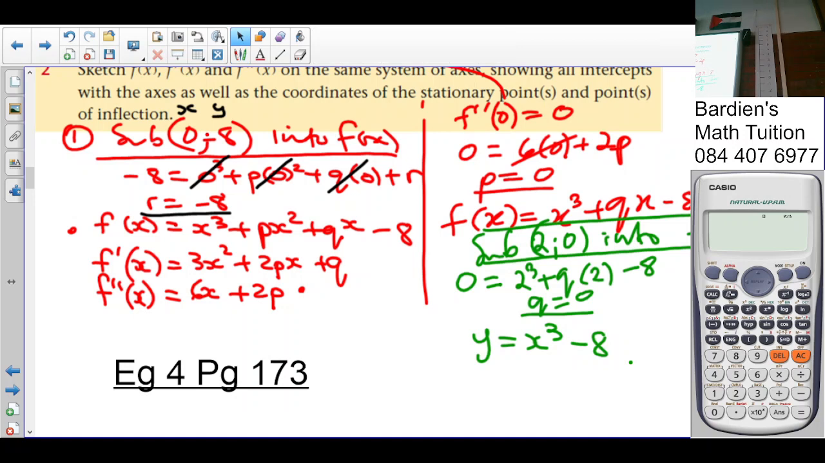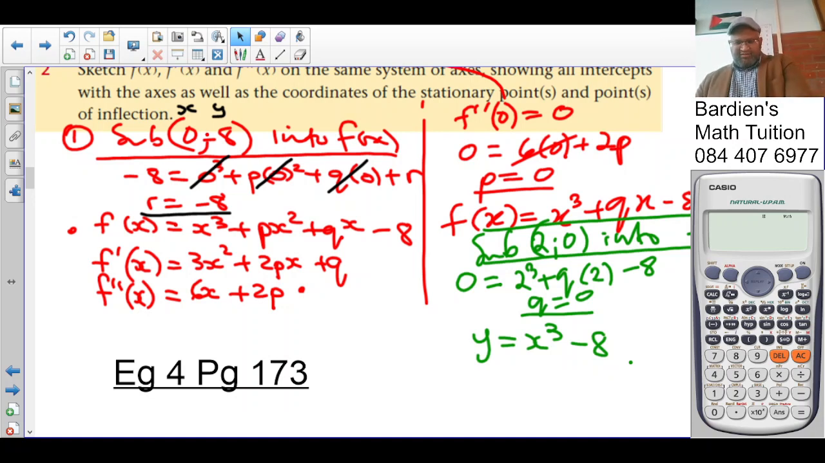Your p value is 0 and your q value is 0. Here is a sketch of the graph. I'm sure you guys know how to do that. I'm going to draw that graph now. As you can see, this is what it's going to look like. I'm just going to copy this.